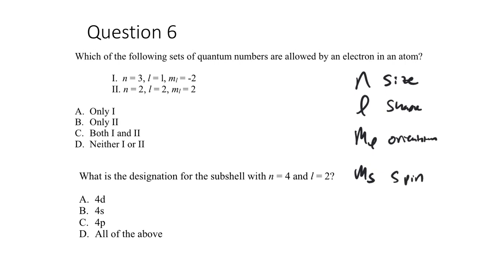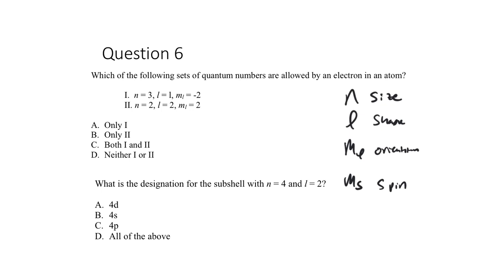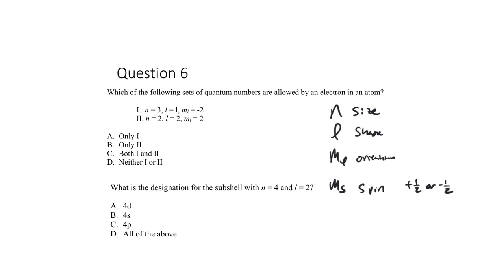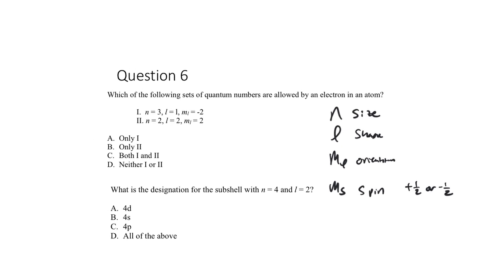Let's start with m sub s. m sub s is either plus 1/2 or minus 1/2. And if we're thinking of an electron in an orbital, let's say like a spherical s orbital, it just means the electron can spin one direction or it can spin the opposite direction. So it can spin one way around the circle, or it can spin the other way around the circle. So you can have clockwise or counterclockwise spin is sort of the idea here.